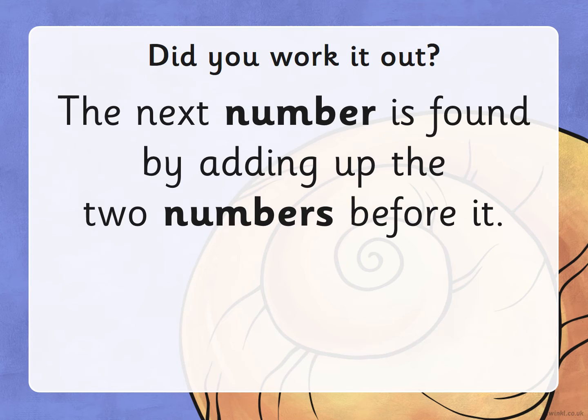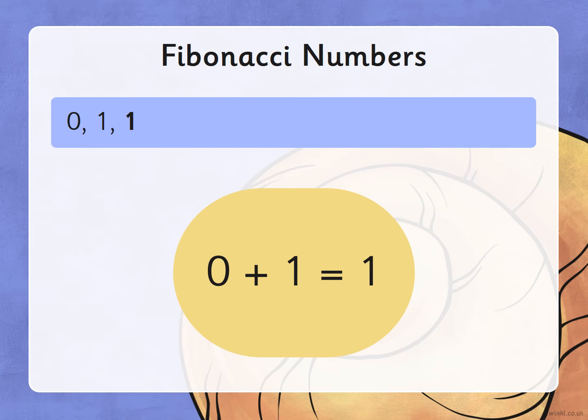Did you work it out? The next number is found by adding up the two numbers before it. Let's just have another look at that again. So, as I said, the first numbers were 0 and 1. And what you do is you add together the 0 and the 1, and then the answer you get is 1. So because the answer to that is 1, you write that down as the next number in the sequence.